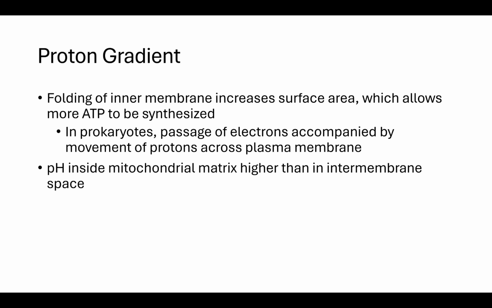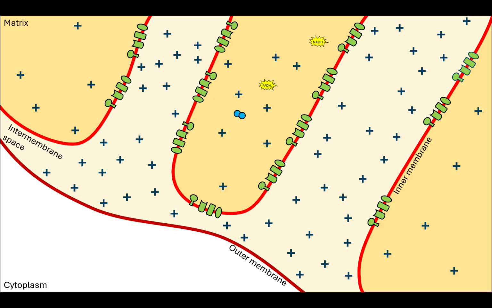And just keep in mind that with that hydrogen ion concentration gradient that's formed, the concentration of hydrogen ions is going to affect your pH. So the pH inside the mitochondrial matrix is going to be higher than in the intermembrane space. So let's look at this process in action.